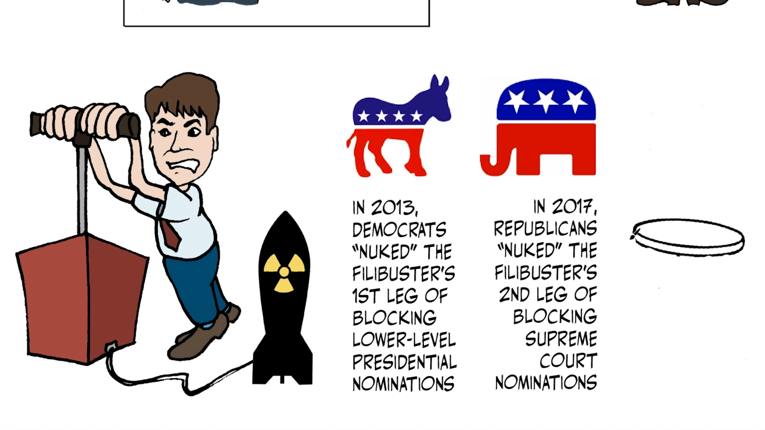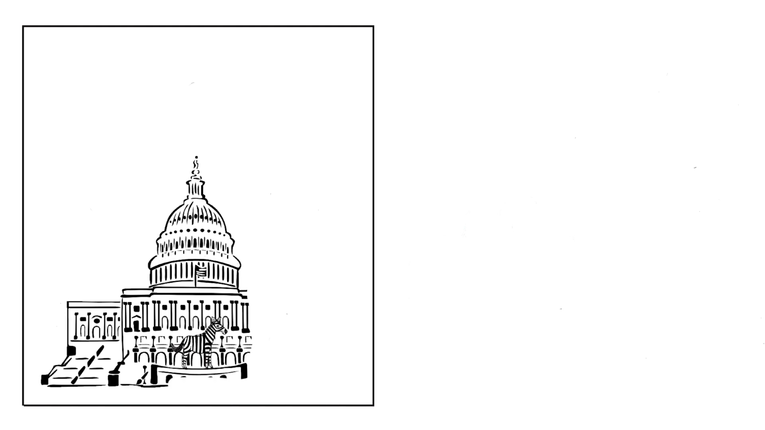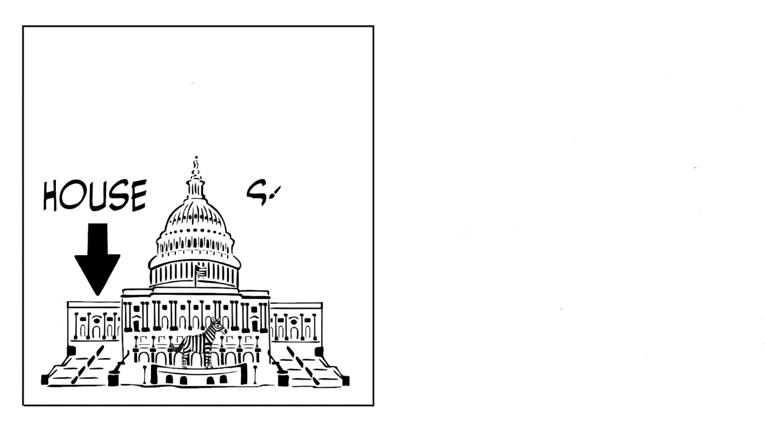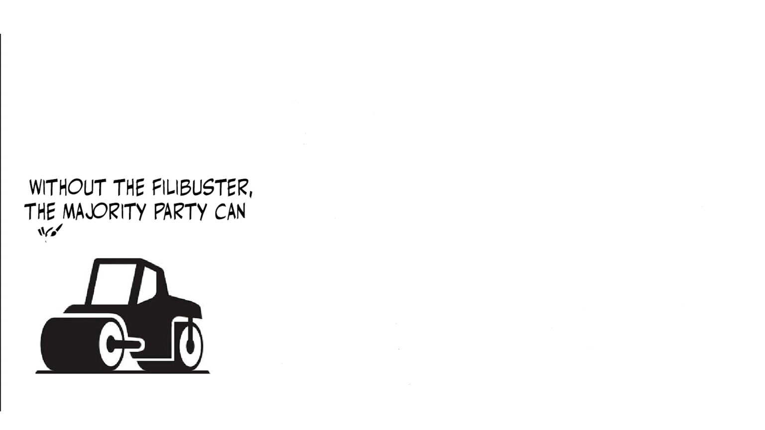Now all that remains of the once powerful filibuster is a wobbly one-legged stool that can only be used to block or delay votes on legislation. What could happen to our democratic process if the last filibuster leg was removed? Some believe the Senate might then begin to look too much like the House, where compromise doesn't make much difference and the majority party can steamroll right over the minority.